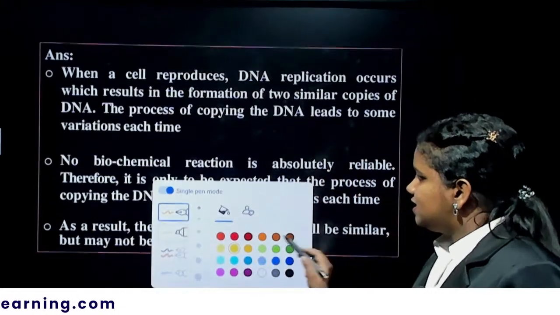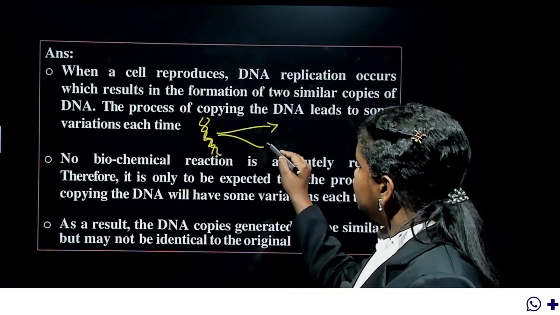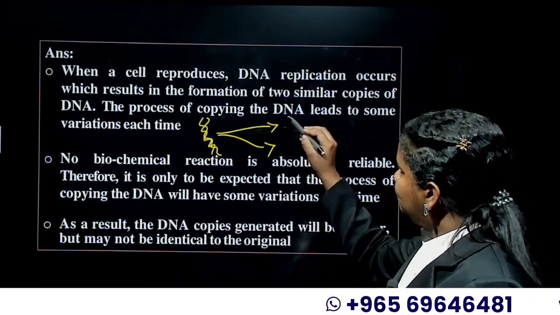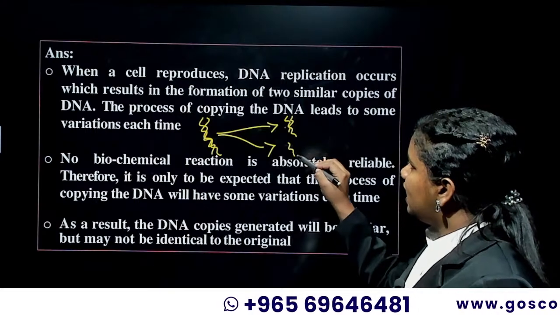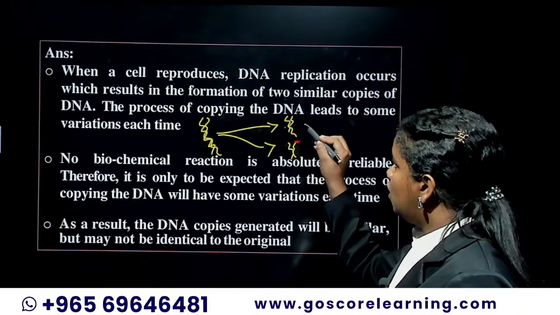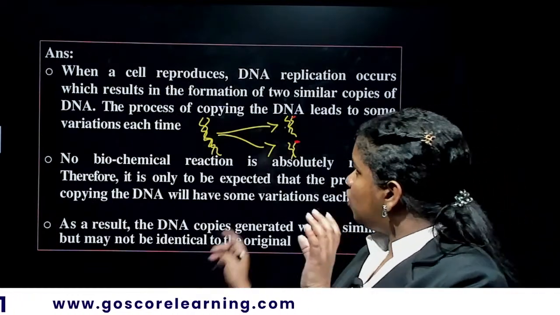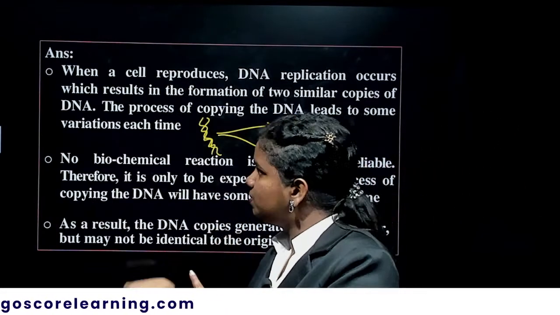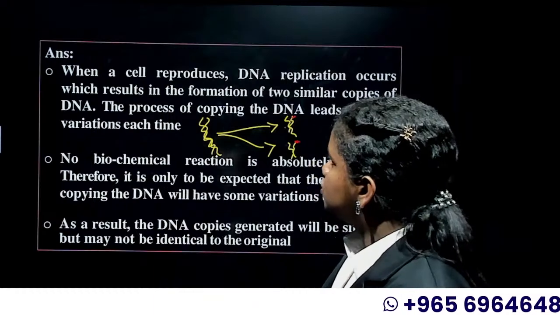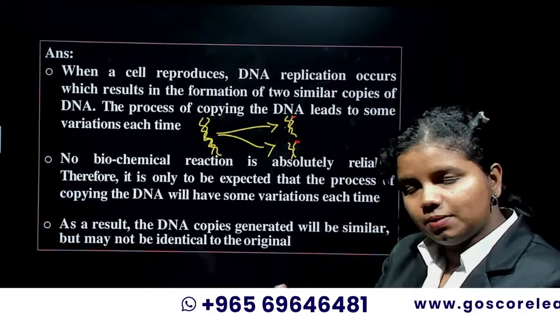So what happens here is that, suppose this is the parental DNA, and when this DNA is splitting and becoming new copies of DNA, there is a possibility of occurrence of a new mutation or maybe a new variation in this new piece of DNA. So that red spot here indicates a new variation which wasn't present in the parental DNA. That is possible. The process of copying DNA leads to some variation each time it's getting replicated.